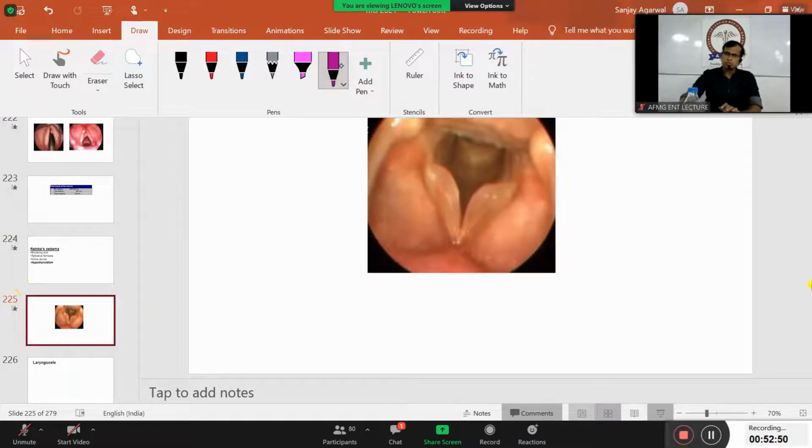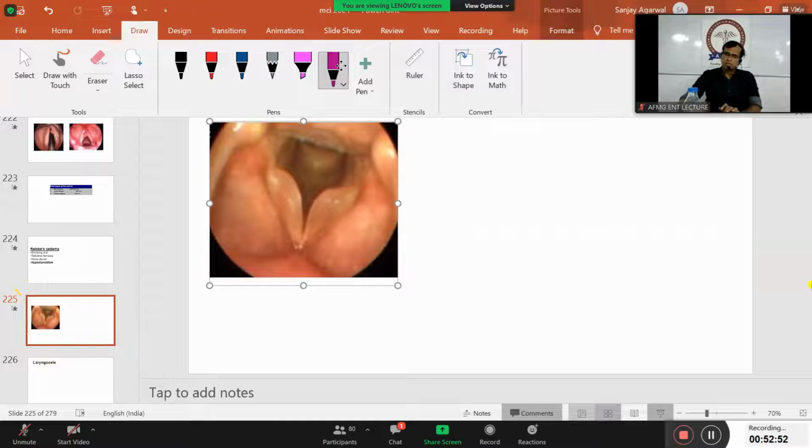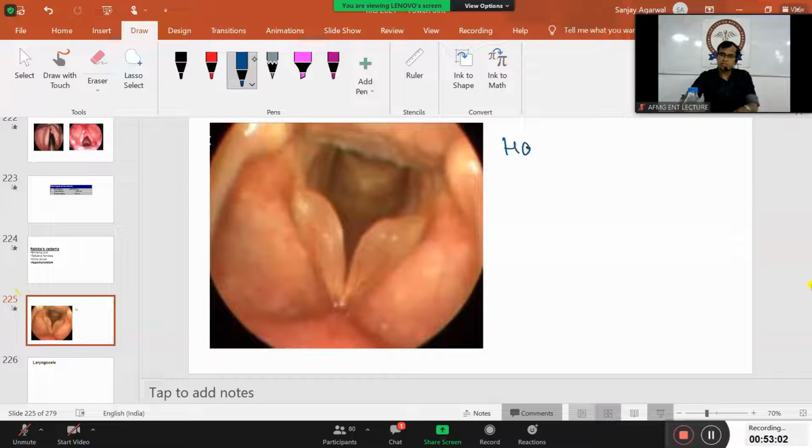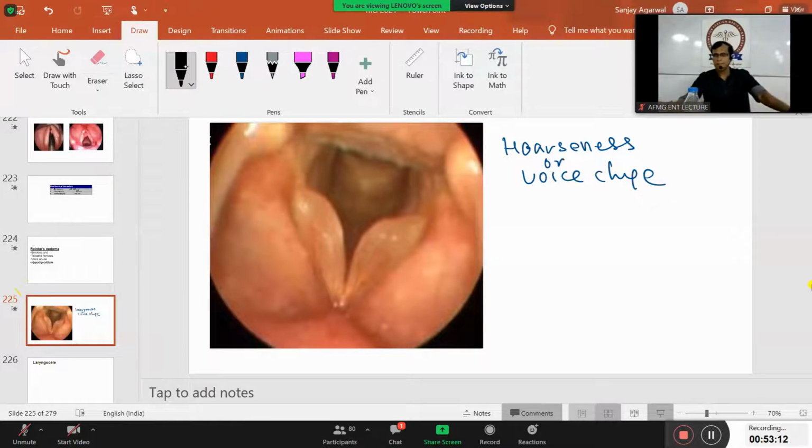This is how it looks. You can make out the vocal cords, they are full of water. The edema is full of water like a balloon. They look like a balloon. Hoarseness is the only complaint, or you can call it voice change. It's easily diagnosed. You can do laryngoscopy and you can see this Reinke's edema.